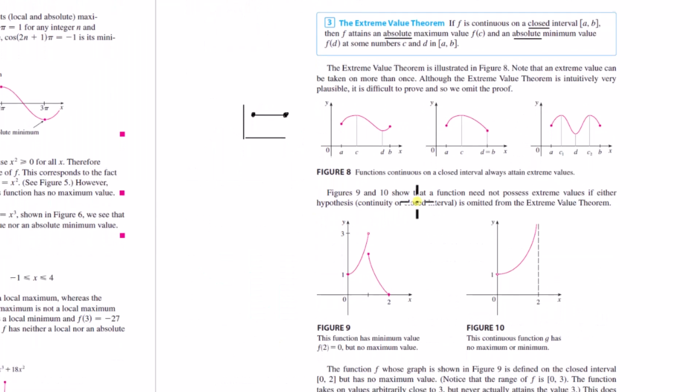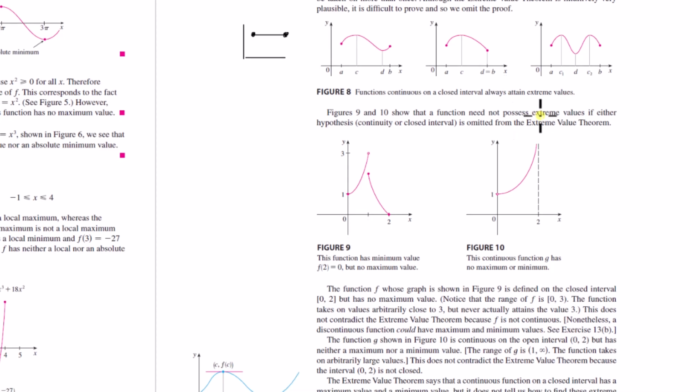Okay, figures 9 and 10 show that a function need not possess extreme values if either hypothesis is omitted from the extreme value theorem. So the extreme value theorem specified continuous over a closed interval. Okay, so they're going to omit continuity here. So the interval is closed between 1 and 2, but it's not continuous. So the theorem is not going to be violated, but it's not going to have both extreme values, or both, at least as far as absolute extreme values.